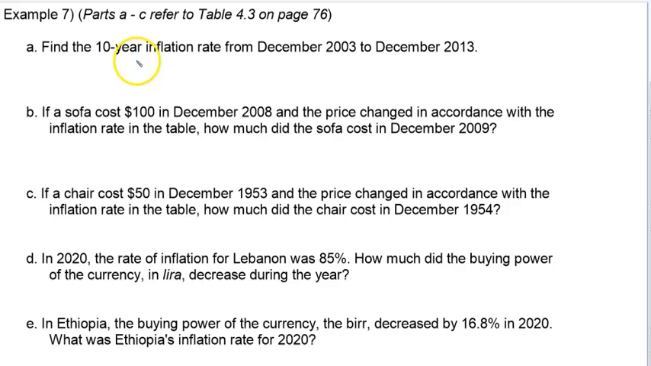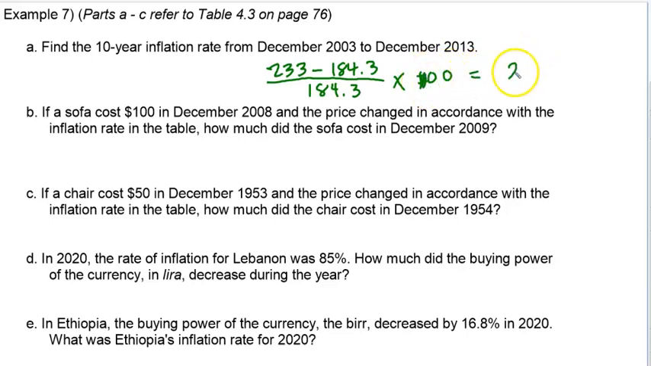So to find the 10-year inflation rate, we're going to use that formula that basically gives the percentage change in the CPI. So in 2013, the CPI was 233. In 2003, it was 184.3. So it's the difference divided by the first, or the original. And in our calculator, this will be times 100. So in our calculator, that would be 26.4%.